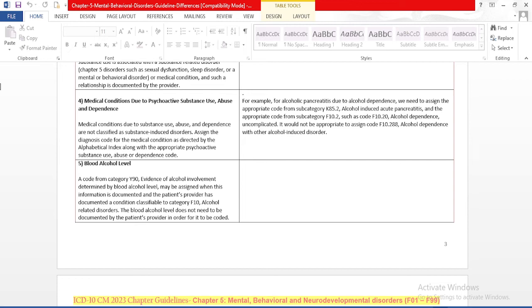So we have an example here. For alcoholic pancreatitis due to alcohol dependence, we need to assign the code from category K85.2, alcohol induced acute pancreatitis, and the appropriate code from category F10.2, such as F10.20, alcohol dependence uncomplicated. It would not be appropriate to assign code F10.288, alcohol dependence with other alcohol induced disorders. So basically, because of the patient's intake of alcohol, if the patient has any type of disorder like pancreatitis, we need to code pancreatitis as the PDX and alcohol dependence or abuse as the secondary diagnosis.